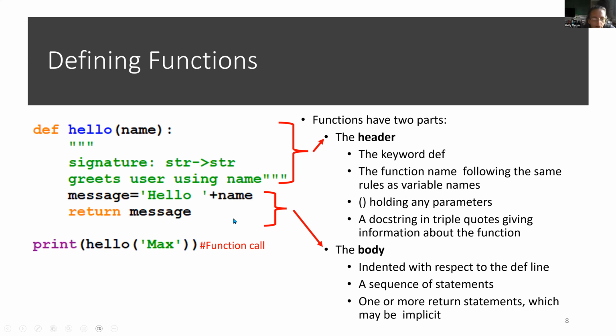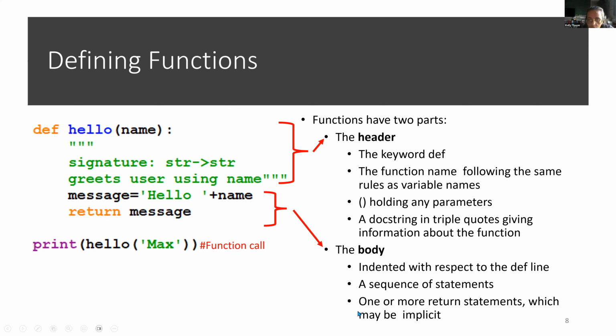Then finally we get to the body. This is the part that actually contains the meat of your program, the important parts. This is where things get done. Notice that it's indented relative to the definition line, as is the signature. There's a sequence of statements in here. In this case, we only have 2, but there could be more. And here we're going to have message equals hello plus name, concatenation of strings, where name is going to be a string of some kind. And here we will return that message.